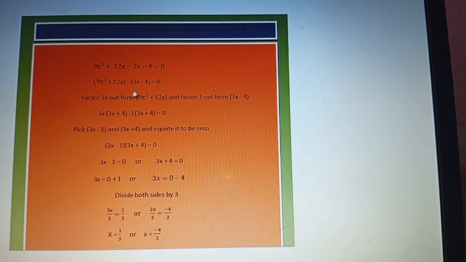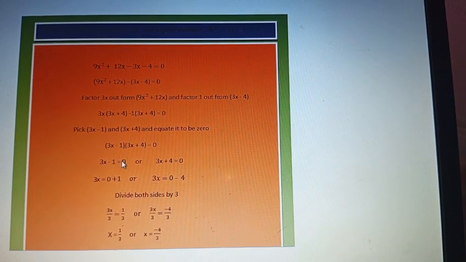You can see that the two brackets are now the same. So we pick 3s minus 1 and we pick 3s plus 4 from these two and equate them to 0. We now have (3s minus 1)(3s plus 4) equals 0. Then we have 3s minus 1 equals 0.